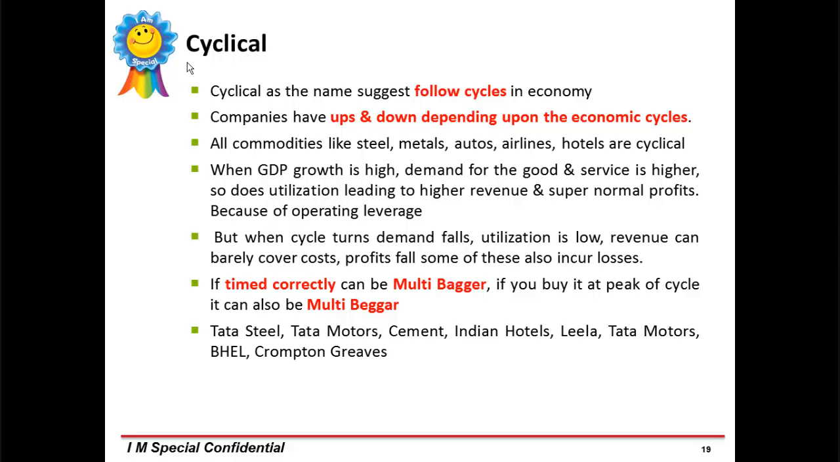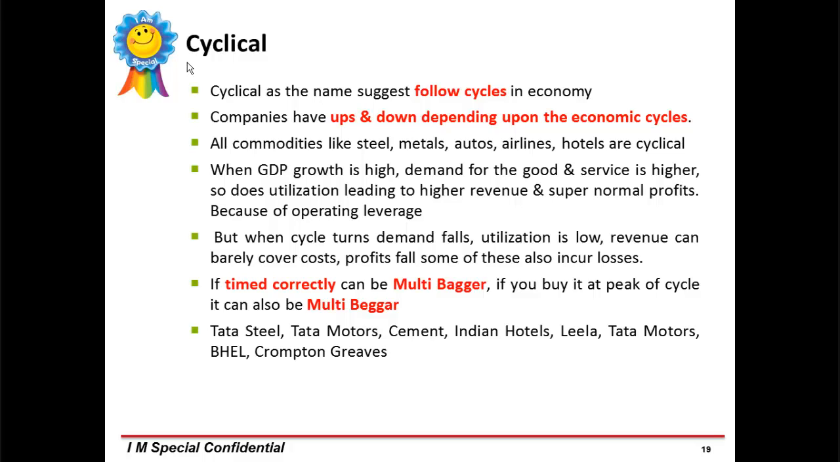Cyclicals, as the name suggests, the company follows cycles in the economy. Companies have ups and downs depending upon the economic cycle. All commodities like steel, metals, auto, airlines, hotels are cyclicals. When GDP growth is high, demand for goods and services is higher. So does utilization, leading to higher revenue and supernormal profit.